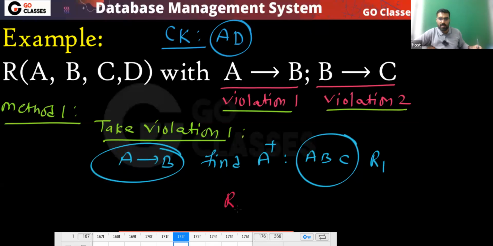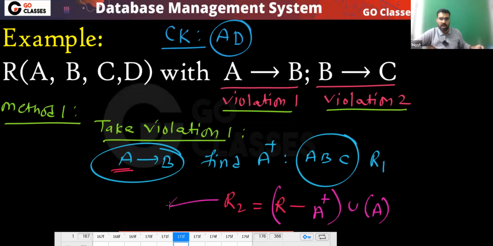And what will your R2 be? Your R2 will be very simple: from R you remove this R1, but keep this A. So what will your R2 be? You can notice the R2 will be basically A comma D. R2 will be A comma D, right? Okay, so finally what you will get here?